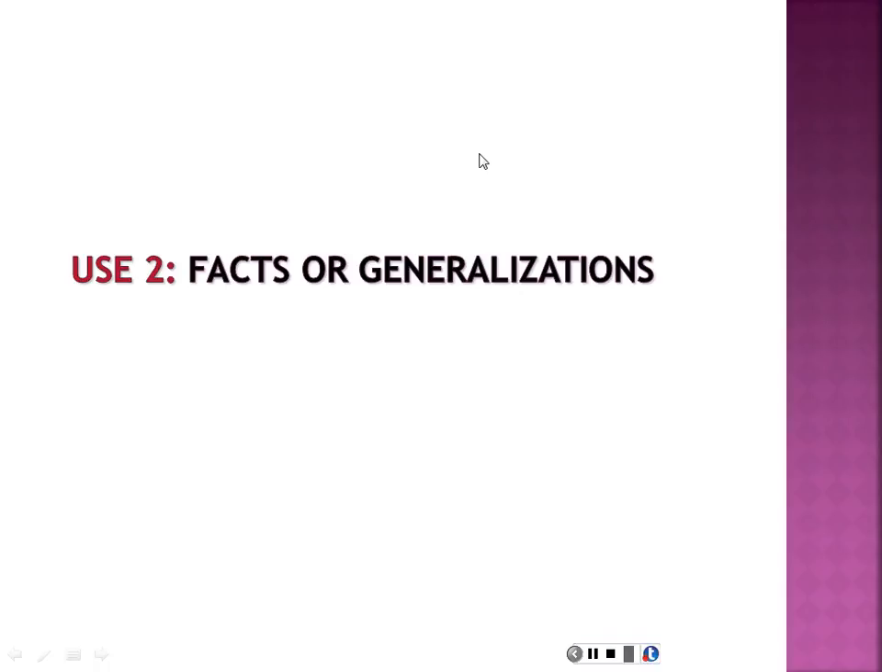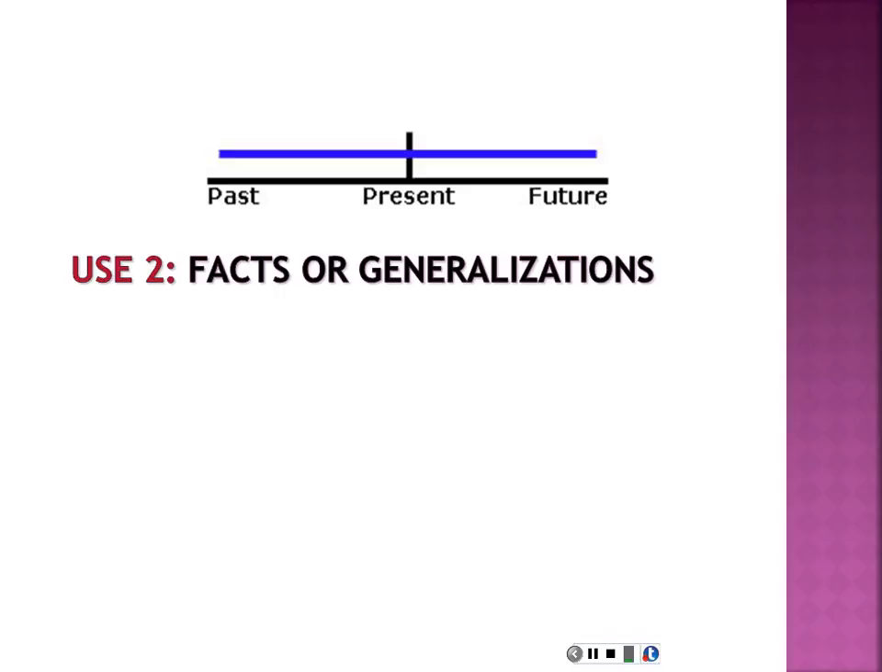Now the next slide, the next page. Okay. Here we go. The use number 2, facts or generalizations, as we said, حقائق وتعميمات. So, a fact is something that is always true. الحقيقة هي شيء دائما صحيح. Whether it is in the past, whether it is in the present, في الوقت الحاضر, or in the future, it's always true. Fact.